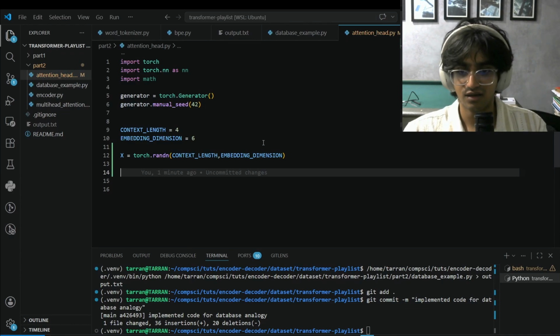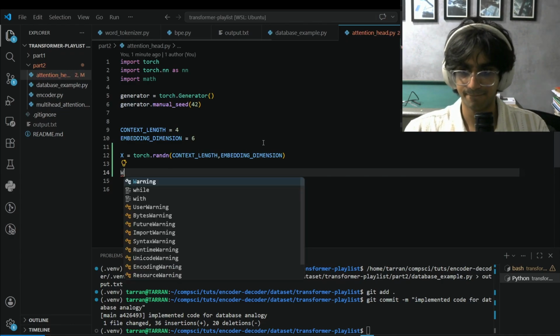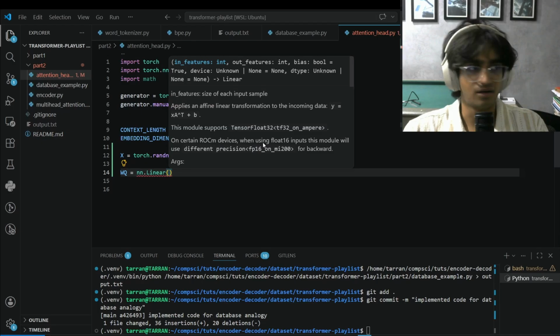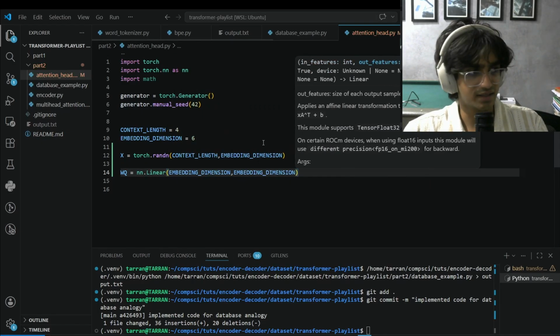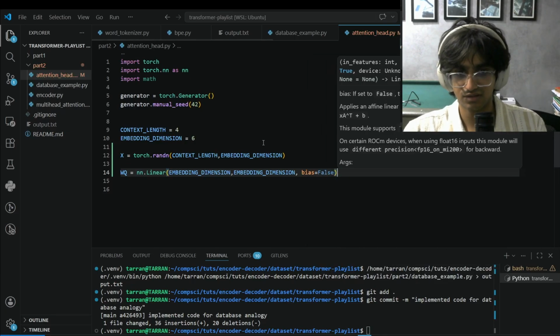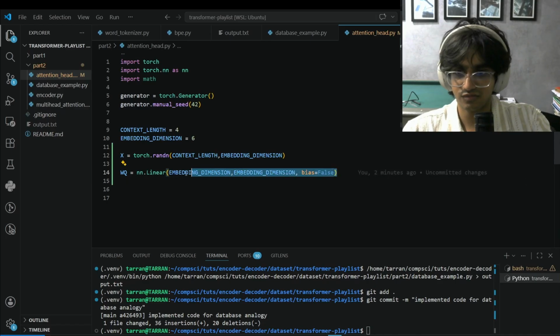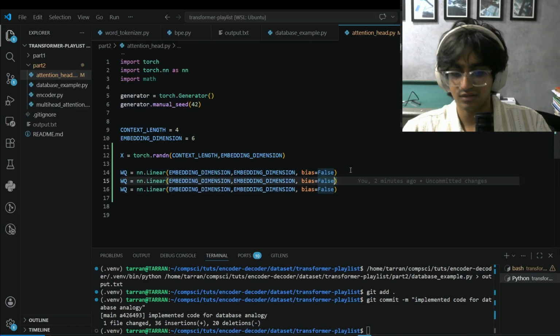What else do we need? Now we need our weight matrix associated with the query. So we're going to need our WQ. That's just going to be a linear layer of our embedding dimension with our embedding dimension, and we're going to set bias as false. Then we're going to copy paste the same thing, but we're going to need this for K and V.